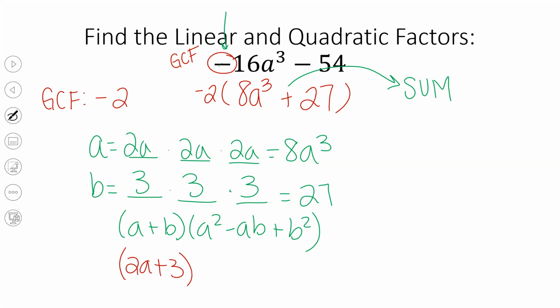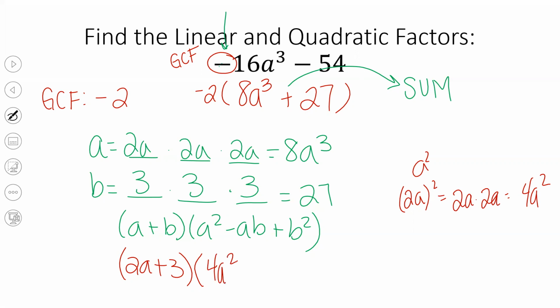Here's the tricky part. A squared. A is 2A squared, not my answer. What does it mean? What does 2A squared mean? 2A times 2A. Very good. Which would give me what? 4A squared. I'm telling you right now, you're going to lose points on your quiz if you don't know this. 4A squared.